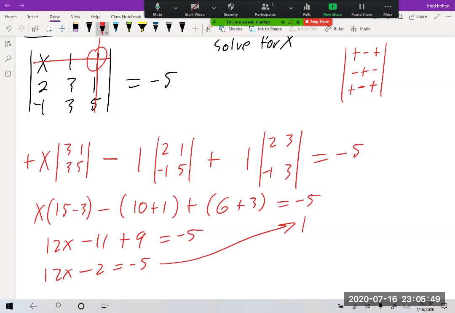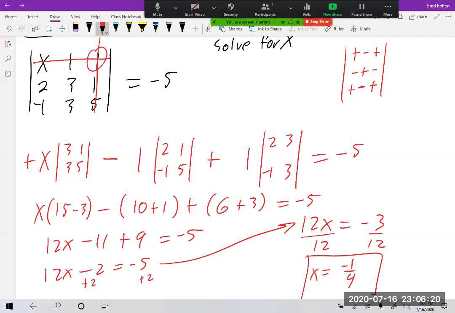So then 12x equals negative 3. Then divide both sides by 12. So x equals negative 1 over 4. Let me see if that's right. That doesn't sound very nice, but let's see. Yeah, it's actually negative 1/4.